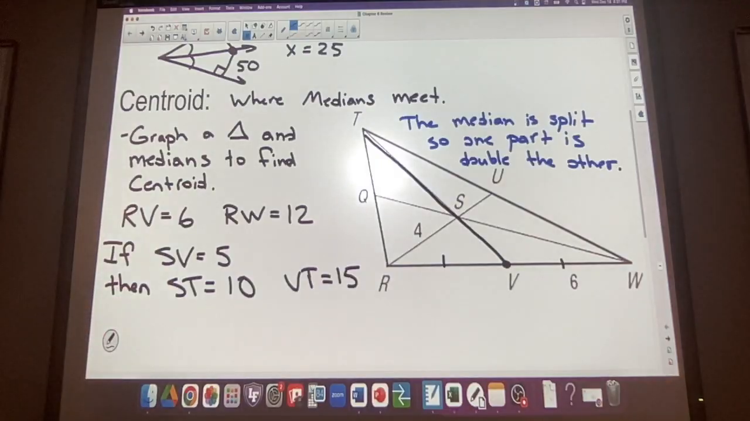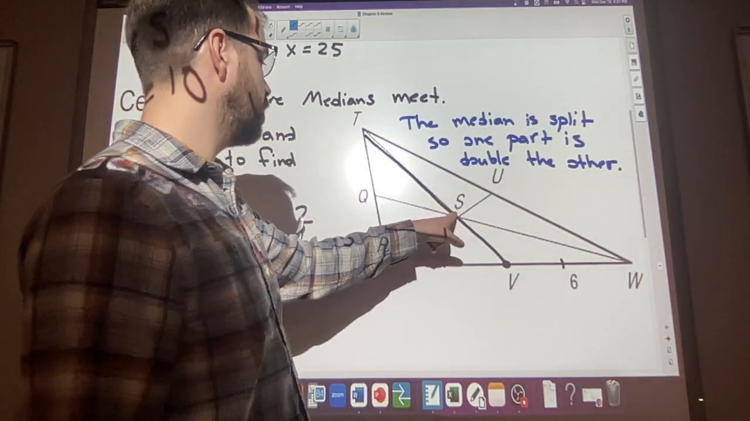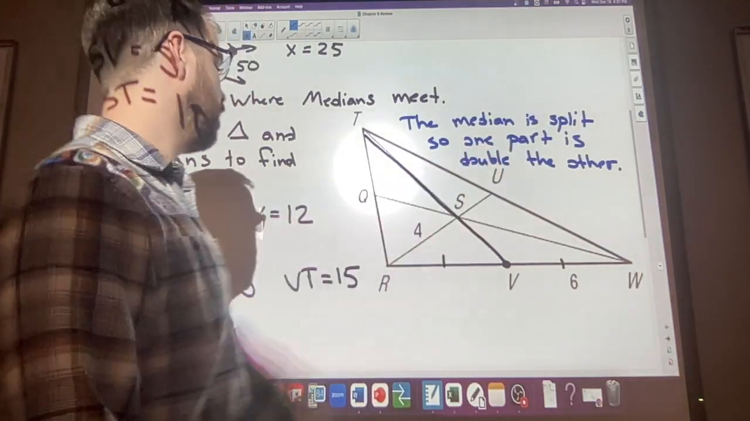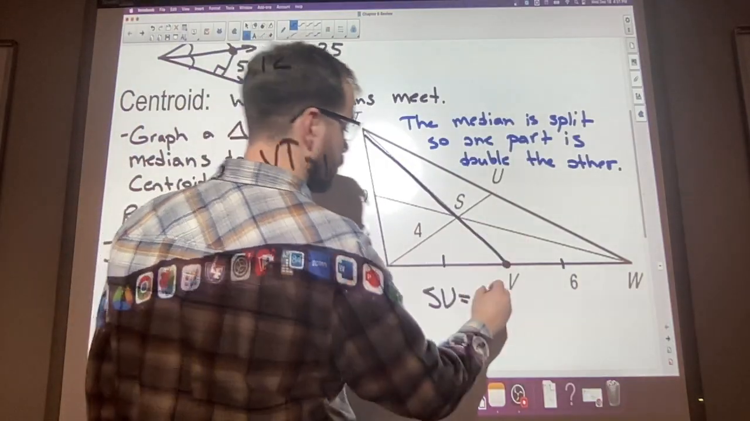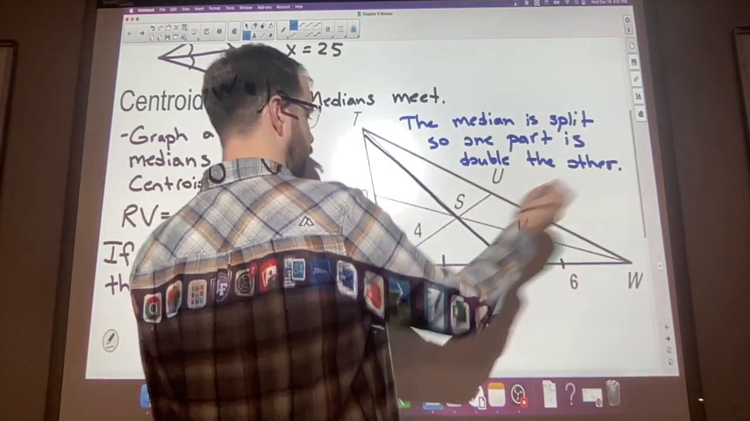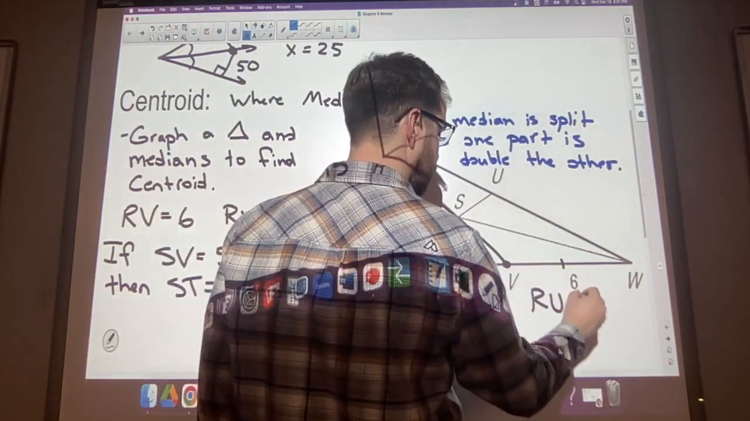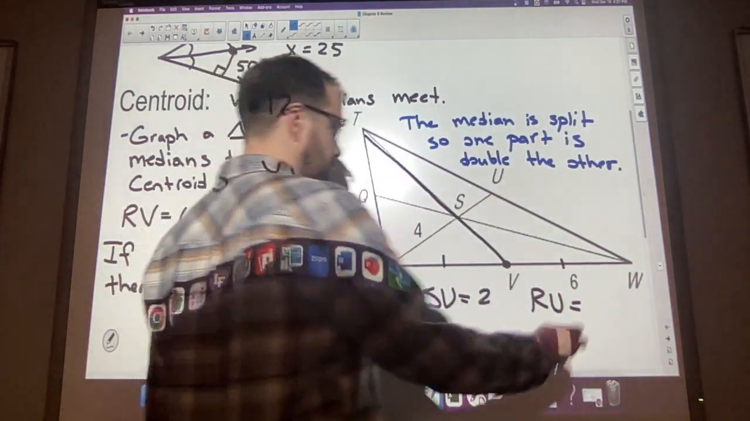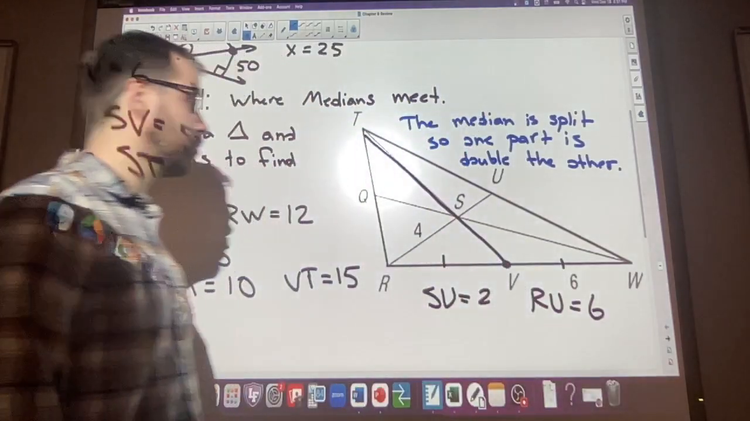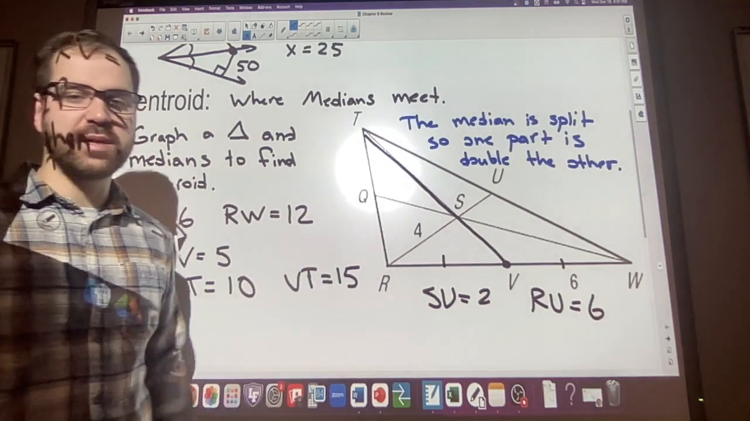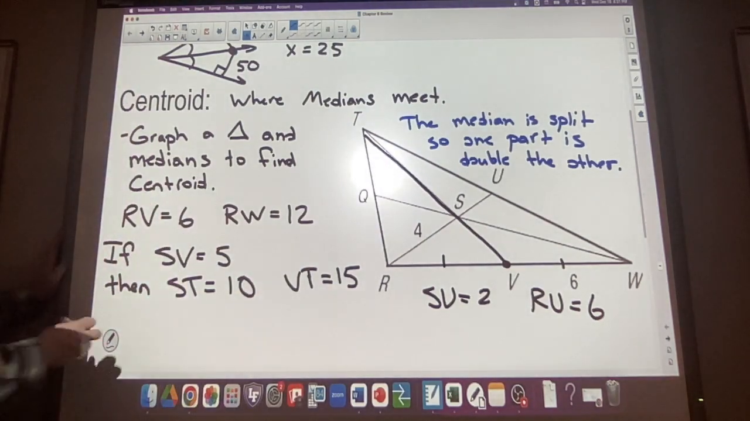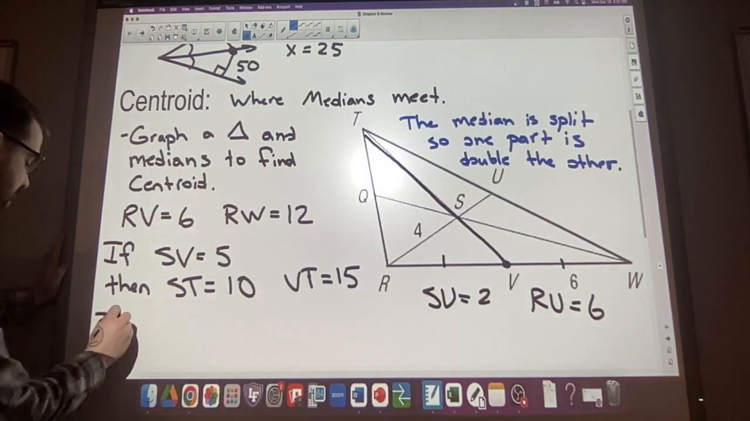So then you could also fill in that, okay, if this is 4, that's the bigger part, well, then SU would have to equal 2, and the whole thing, RU, would have to equal 6. Okay, we should add them together. All right, but a more difficult one, so that's kind of just cutting it in half and then adding it together.